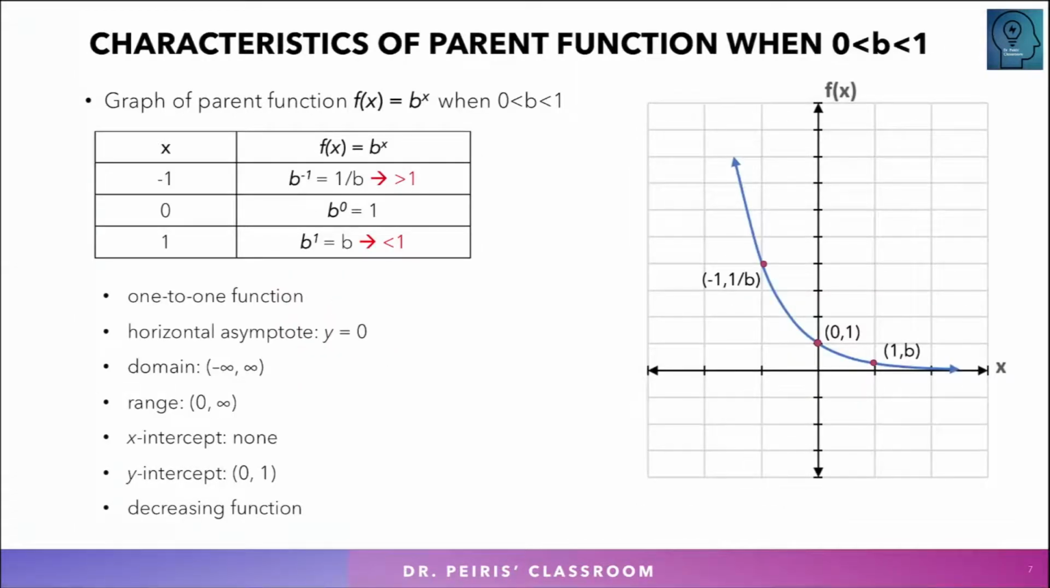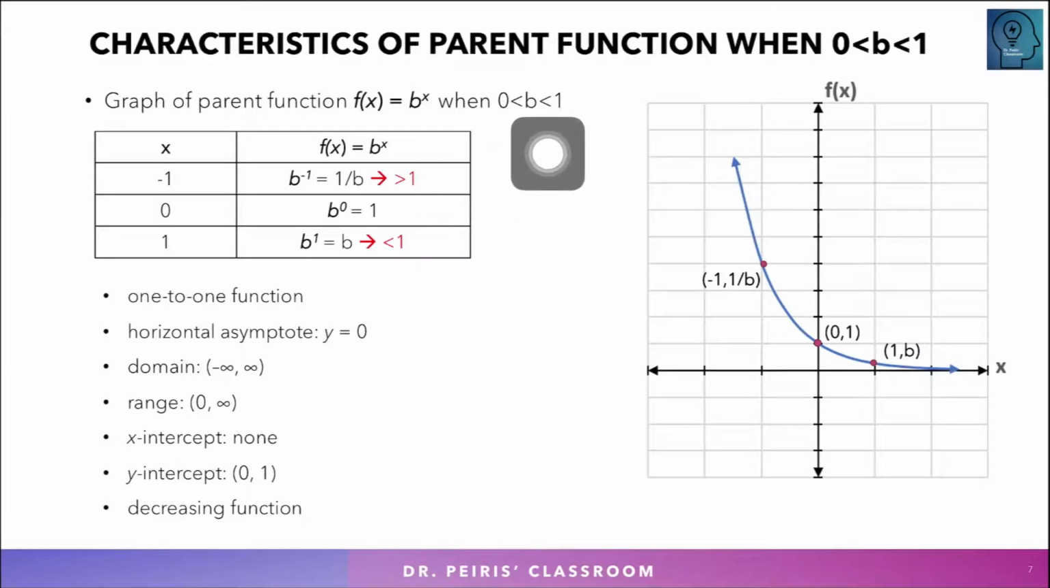Now let's see what the characteristics of the parent function are when b is between 0 and 1. We do the same analysis. When x equals -1, we substitute x equals -1. So what's the difference in this case? b to the -1 is equal to 1 over b. If b is between 0 and 1, which means b is a fraction, and we find the reciprocal of a fraction, it becomes a value greater than 1.